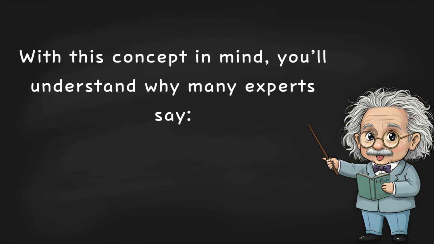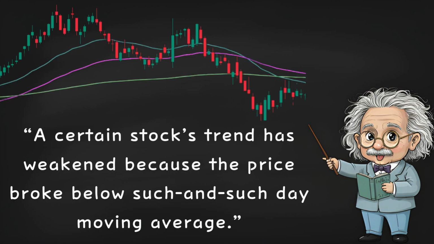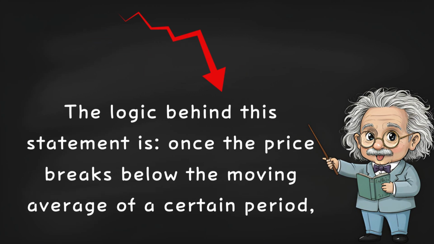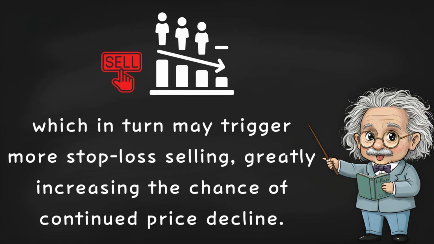With this concept in mind, you'll understand why many experts say a certain stock's trend has weakened because the price broke below such and such day moving average. The logic behind this statement is, once the price breaks below the moving average of a certain period, it means the price is below the average cost of buyers in that period, which in turn may trigger more stop-loss selling, greatly increasing the chance of continued price decline.